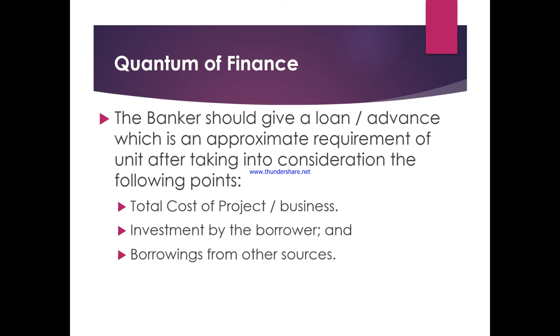Then comes quantum of finance. The banker should give a loan advance which is an approximate requirement of the unit, after taking into consideration the following points: total cost of the project or business, then investment by the borrower, and the borrowings from other sources. Now these three categories play very important roles while granting a loan to a particular project. Now, for example, if I want to buy land or build a house on a particular land, the bank will inquire about the market rate of that particular property, then what will be my income, and whether I'll be able to repay the loan.